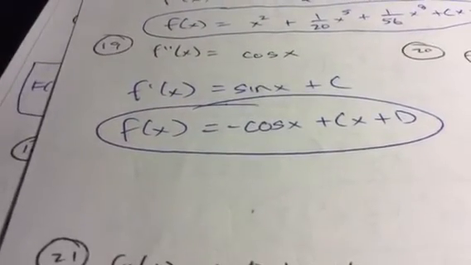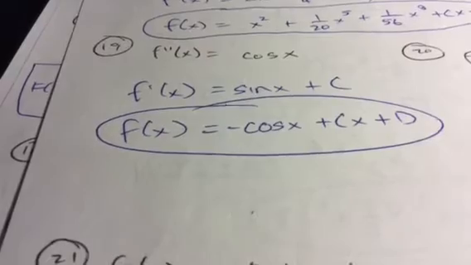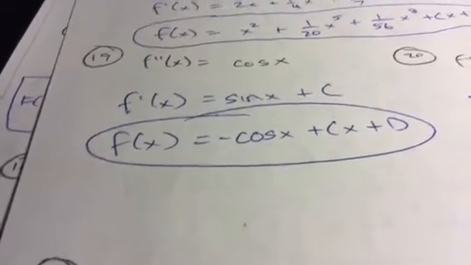Take the antiderivative of cosine. It is just sine x plus c. The antiderivative of sine is negative cosine x plus cx there, plus d.